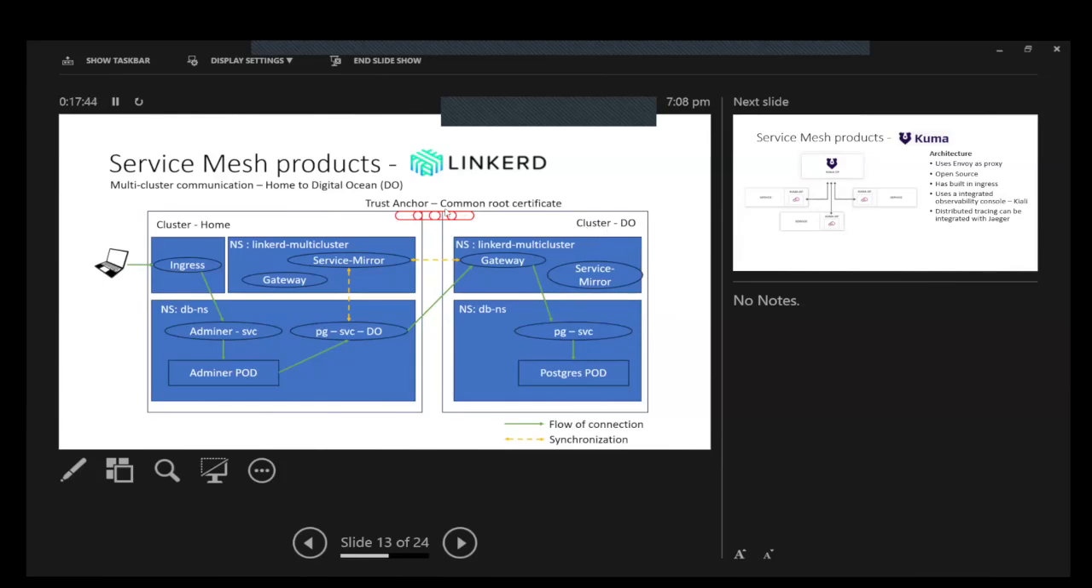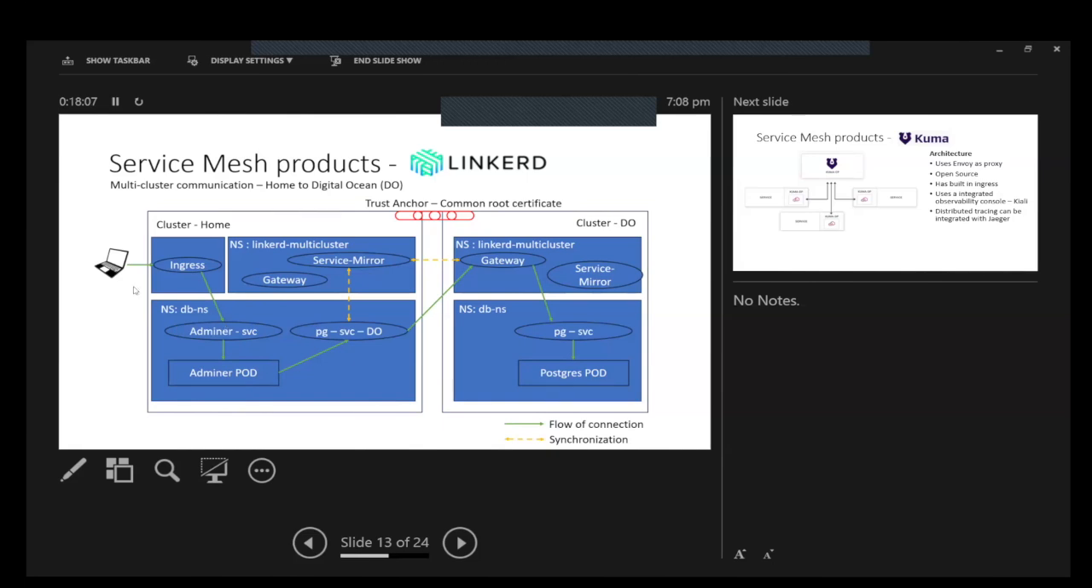So this trust anchor, when I deploy Linkerd on both the clusters, it uses a trust anchor. And here you can see this is the multi-cluster component that we talked about. Any service mesh provider will have their own Linkerd multi-cluster. And you have this gateway installed. There are 2 components, the gateway and the service mirror. And then you have a DBS, this is your normal pod.